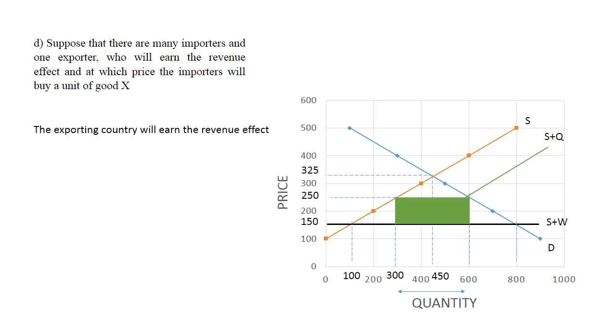When there is only one seller and many buyers, of course the seller is going to be a monopoly, and a monopoly is going to sell at a high price. So they are going to sell at RM 250, and the importers will buy at RM 250. The world price is 150, but the exporter will sell for RM 250. So the revenue effect will go to the exporting country, and the importers will buy at RM 250.